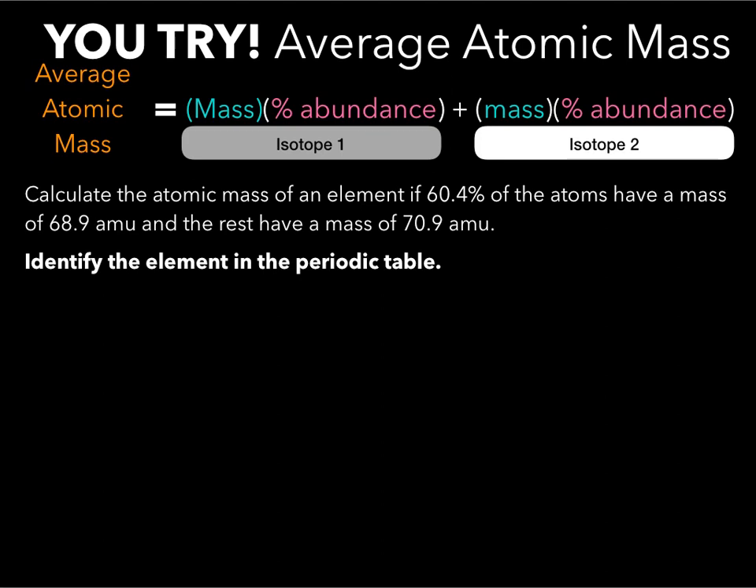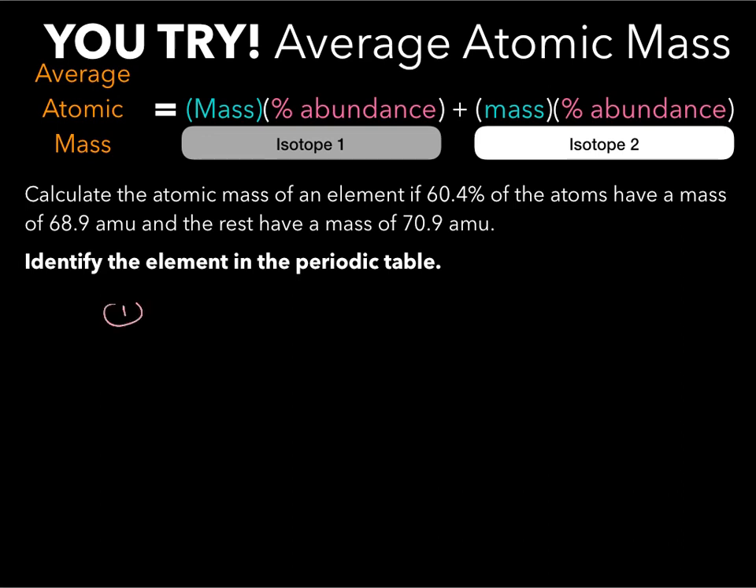Our next example problem right here, I want you to pause the video and try this one yourself, and then come back and see if you get the right answer. For this problem, we want to calculate the average mass of an unknown element. We don't know what it really is, but we know that 60.4% of the atoms have a mass of 68.9, and the rest have a mass of 70.9. So we want to write that in the form that we usually write it.